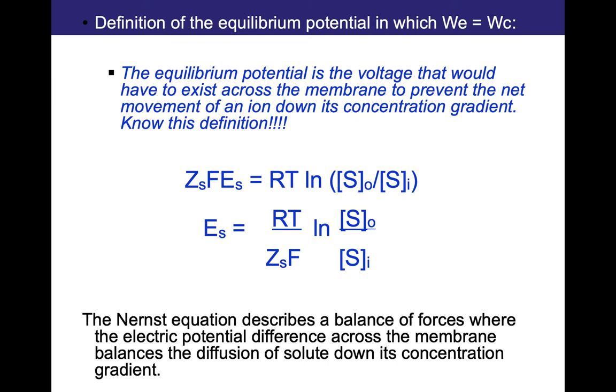against its concentration gradient, because now the electrical work is much greater than the chemical work. Okay, teeter-totter. Now the electrical work is greater than the chemical work, and it's going to start to move chloride out of the cell against its concentration gradient. So if you haven't figured that out by now, this is referred to as down the concentration gradient, if it's going with the concentration gradient, or against the concentration gradient.